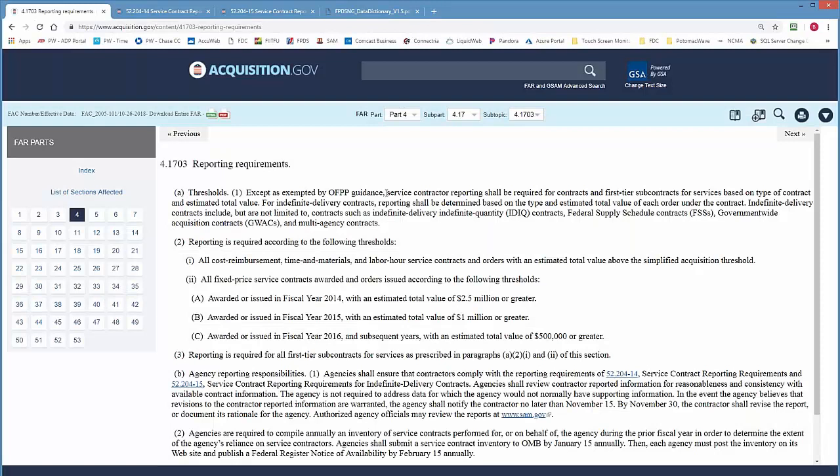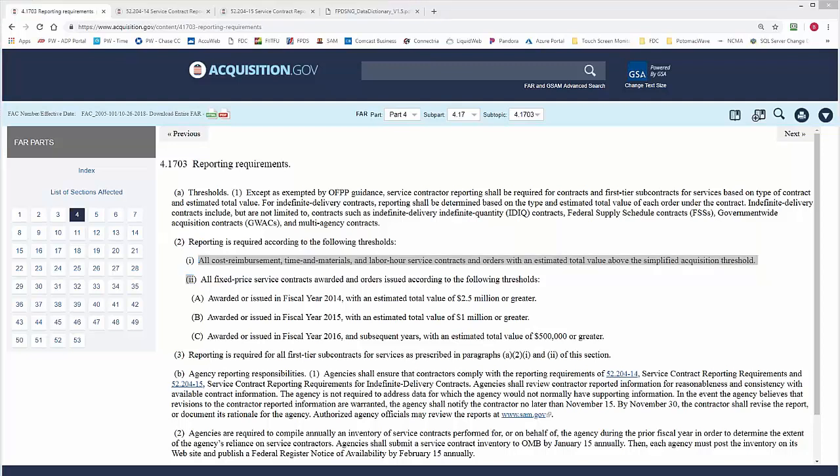Except as exempted, we're going to talk about that. There are no known exemptions. So every award is subject to these reporting requirements. Reporting is required according to the following thresholds. All cost reimbursement, which this one was, cost plus fixed fee, right?